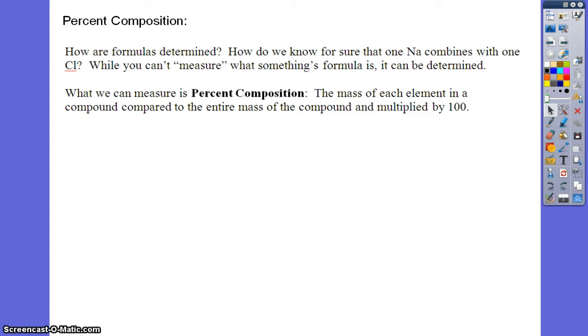Alright, in this video we will be learning about percent composition. Percent composition basically tells us how much of a compound is each element in the compound, looking at it by mass. Percent composition is oftentimes measured as a way to determine the formula of a compound.